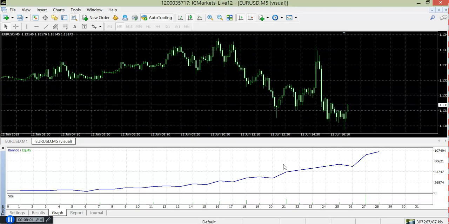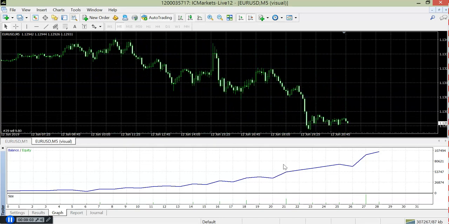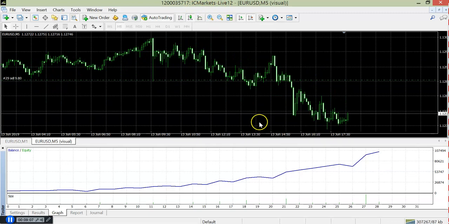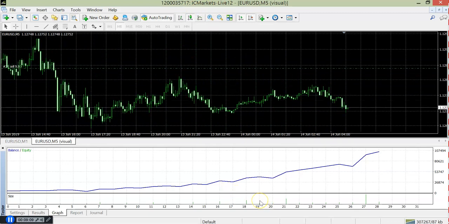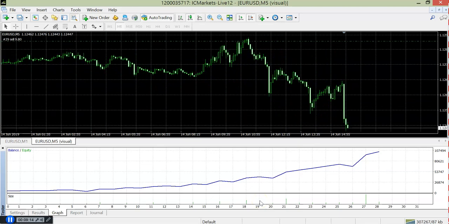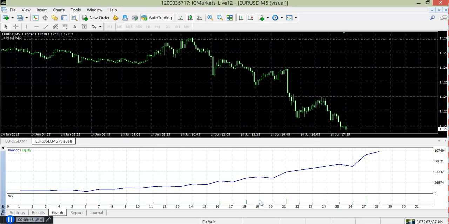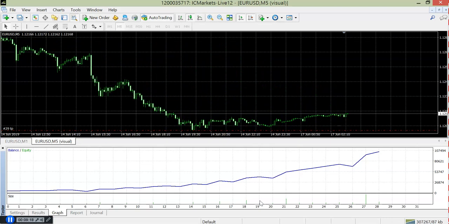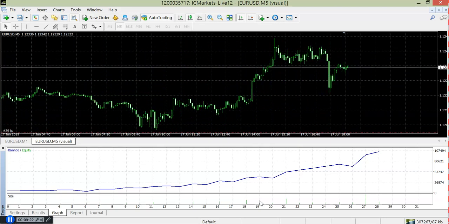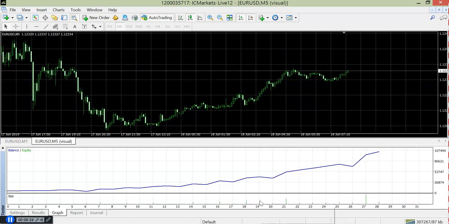So you see live backtesting on live market, IC Markets, which is a very serious broker. This is M5 time frame. So it is M5, one of the best which I'm using. Sometimes M1, but mostly M5.